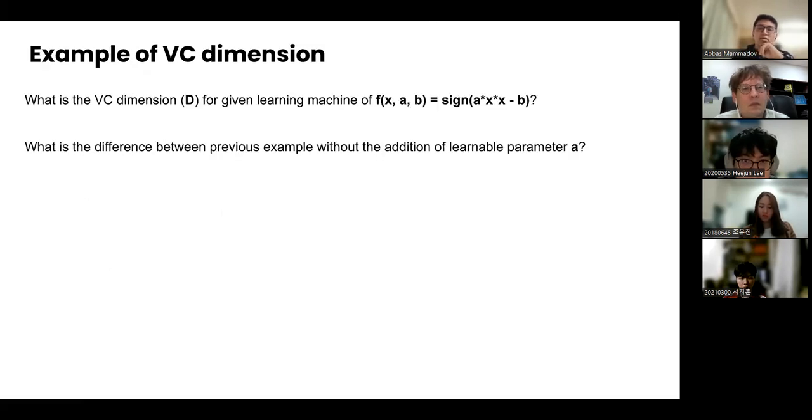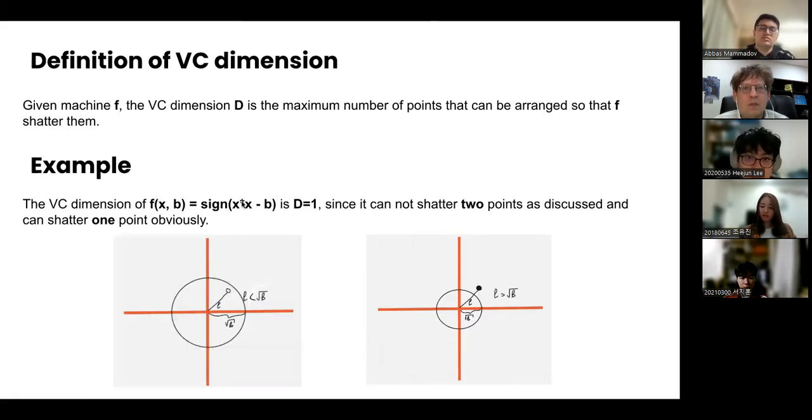Let's take a look at another example, and it's just basically the previous one, but I added another scalar constant here, the learnable parameter, adjustable weight here, a. Instead of taking just dot product and subtracting b, I'm also adding a term here, which is just scaling up or down the dot product of x. What's the difference between the previous example without the addition of learnable parameter a? Do you think it will change the VC dimension? Because in this case, we didn't have a.